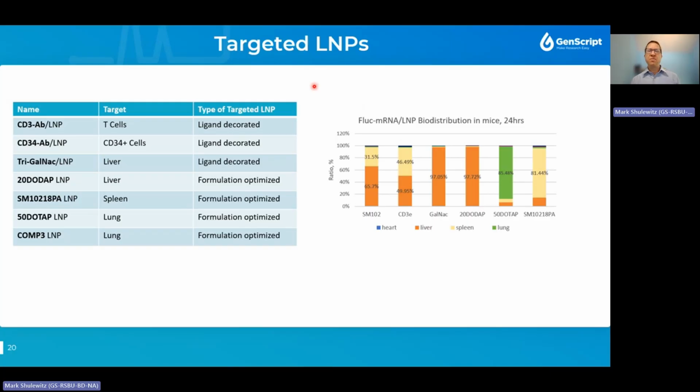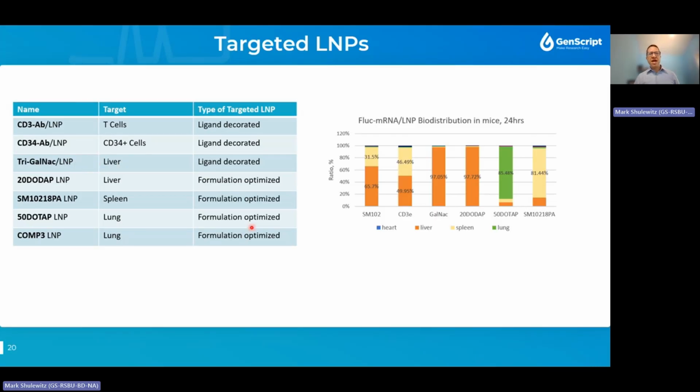It's something that we've been developing at GenScript, and so this shows a couple examples of our targeted LNPs. There's two main ways to do this. The first is to actually attach a ligand to the LNP. We've attached an anti-CD3 antibody that can target LNPs to T cells, an anti-CD34 antibody to target to hematopoietic stem cells, and trigalNAc itself can actually be conjugated directly to the LNP rather than to the siRNA itself to target liver.